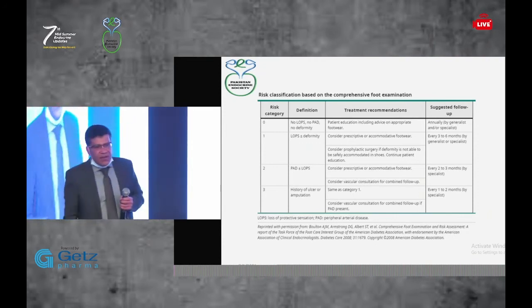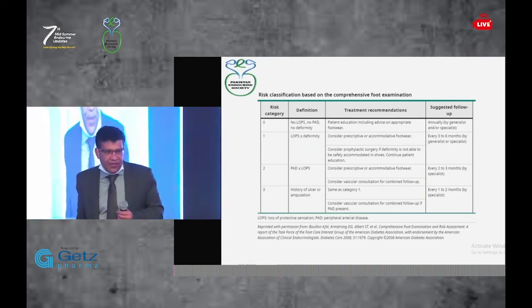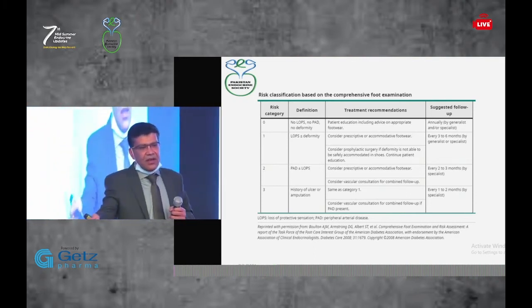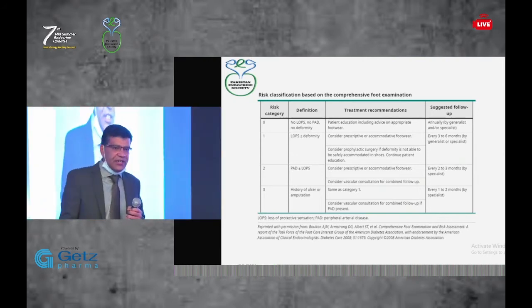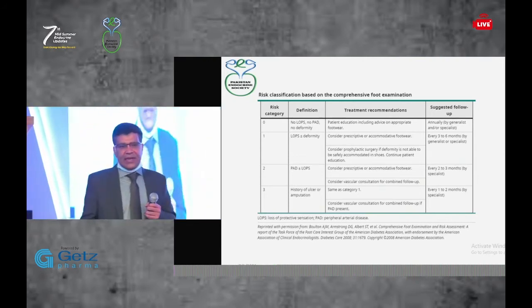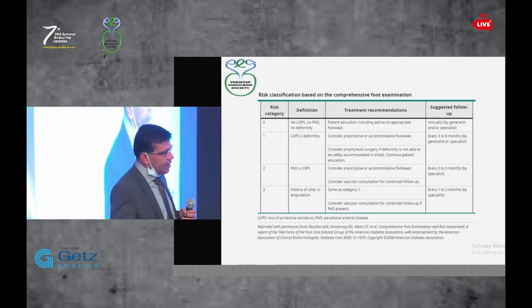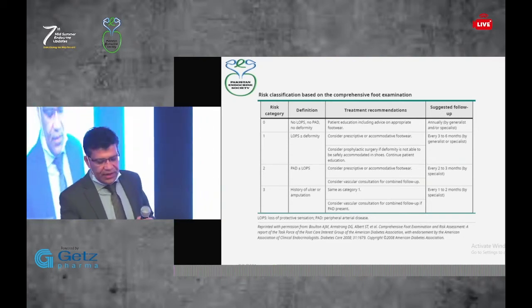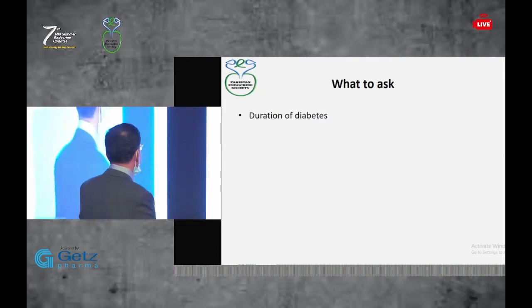And whenever we find peripheral arterial disease, we must refer them to the vascular surgeon. They can open up the circulation. It can prevent ulcer formation and will help in the healing of the ulcer as well.